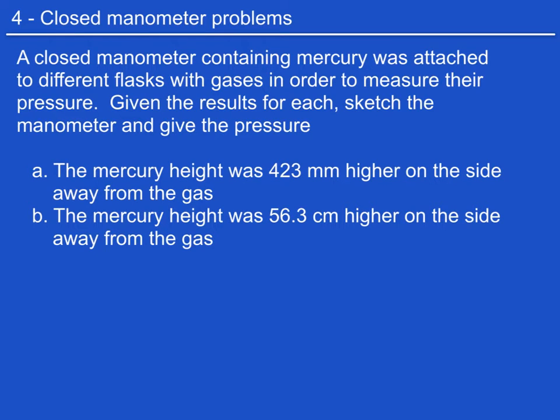Alright, for this problem we're going to be looking at closed manometer problems. And so we have a closed manometer with mercury. It's attached to different flasks with gases in order to measure their pressure. So given the results for each, we need to sketch the manometer and give the pressure. Okay, so in the first case we have mercury height 423 millimeters higher on the side away from the gas, and we have the mercury height 56.3 centimeters higher on the side away from the gas.